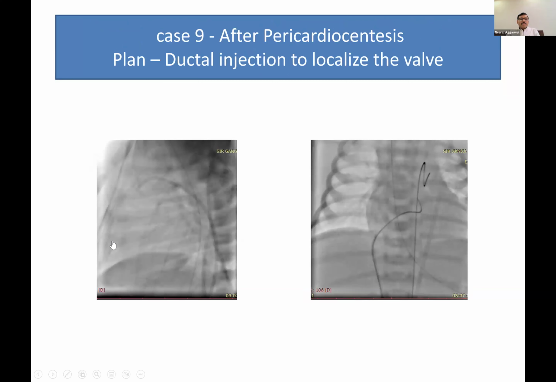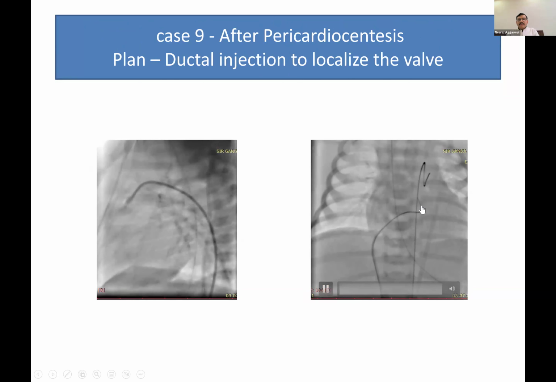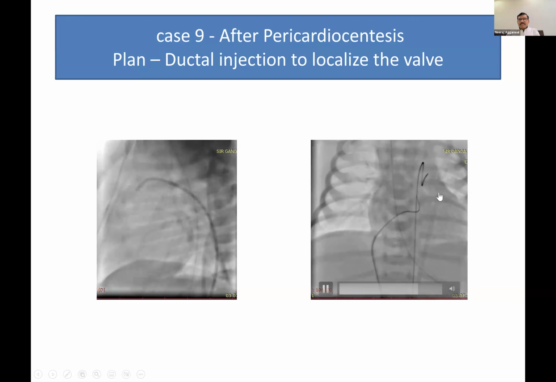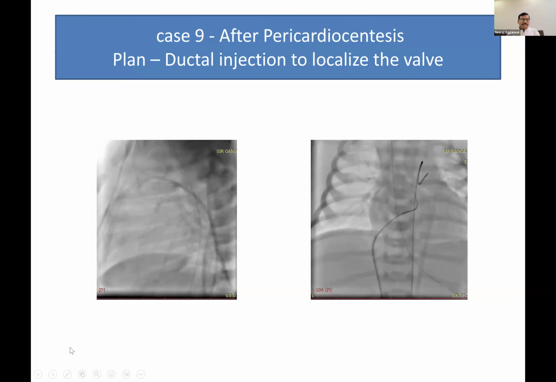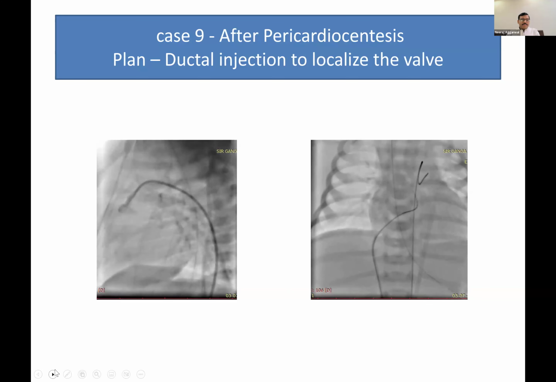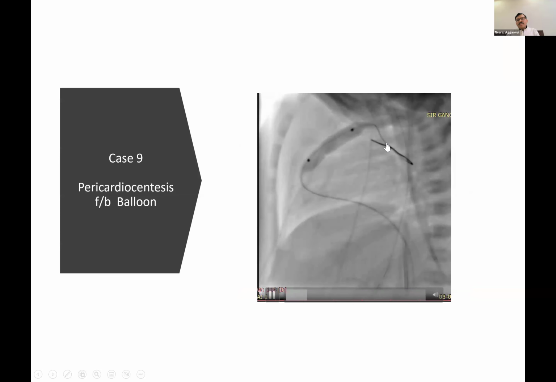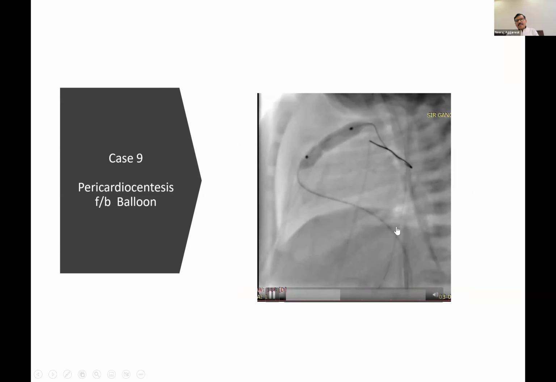This one we tried after pericardiocentesis. This patient underwent balloon dilatation by other routes. So the ductus was used to localize the valve, and then ductal injection to guide, and that's how we could cross the location of the pulmonary valve. You can see the pericardiocentesis sheath here, the pericardium. So this was balloon dilatation performed through antegrade only. The ductus was used as a guide only. This is the pericardiocentesis catheter.